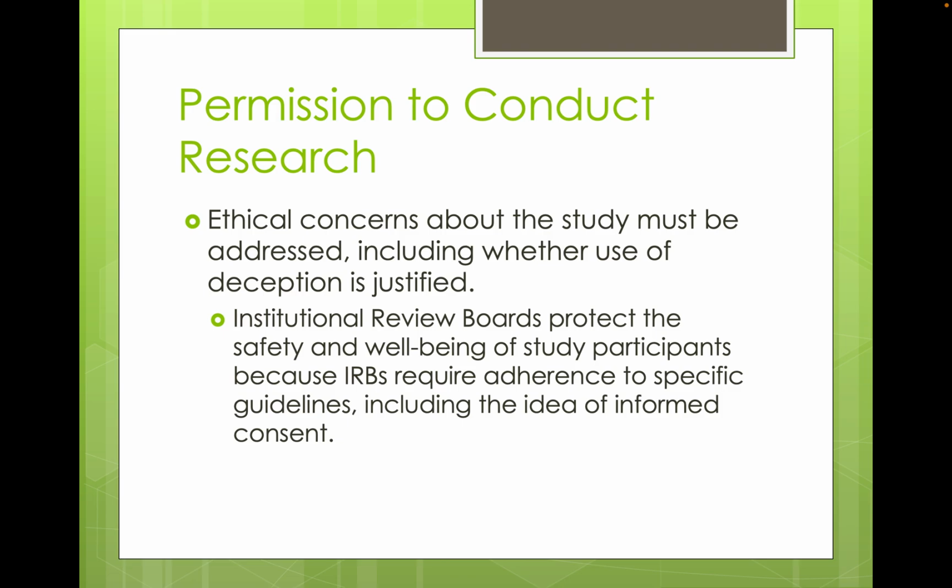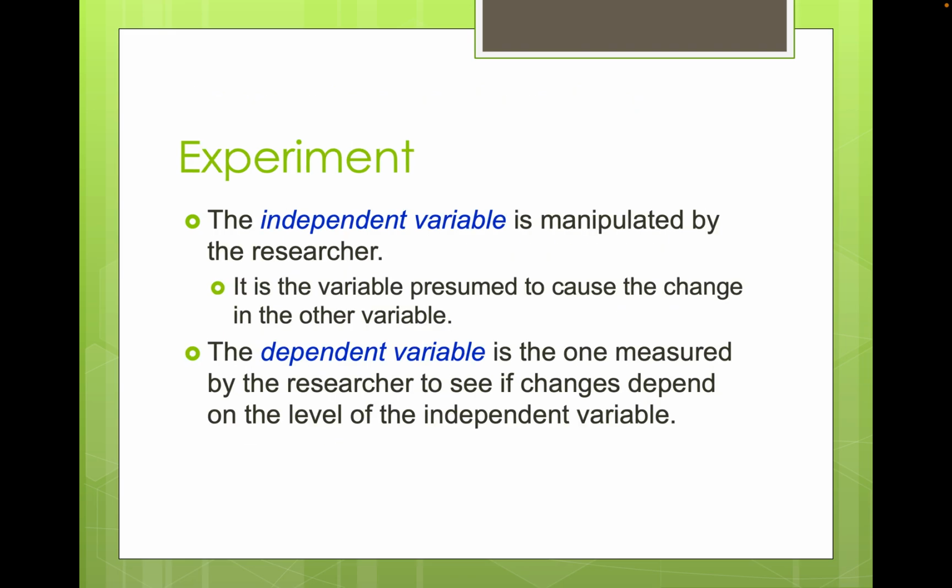Ethical concerns about the study must be addressed, including whether use of deception is justified. Institutional review boards protect the safety and well-being of study participants because IRBs require adherence to specific guidelines, including the idea of informed consent. The independent variable is manipulated by the researcher. It is the variable presumed to cause the change in the other variable. The dependent variable is the one measured by the researcher to see if changes depend on the level of the independent variable.